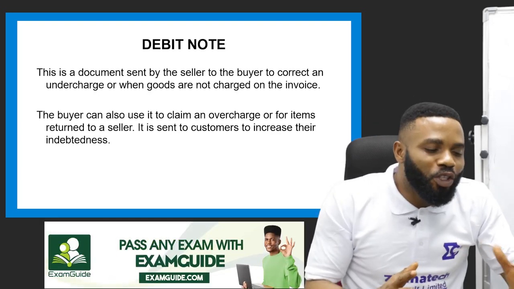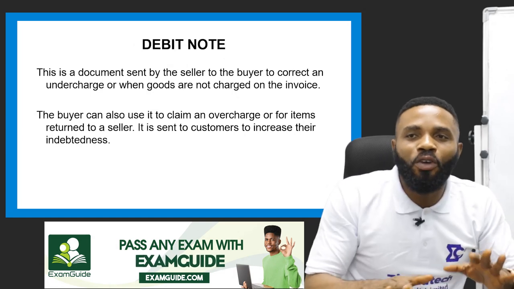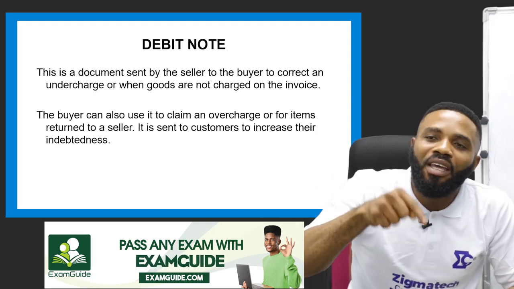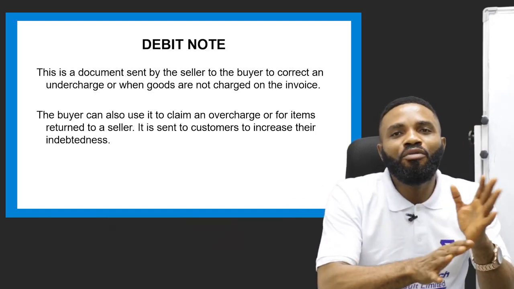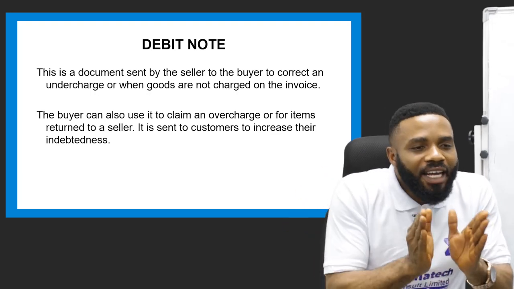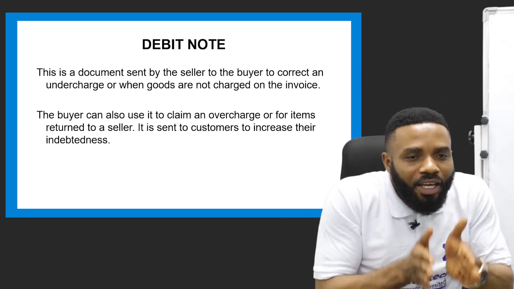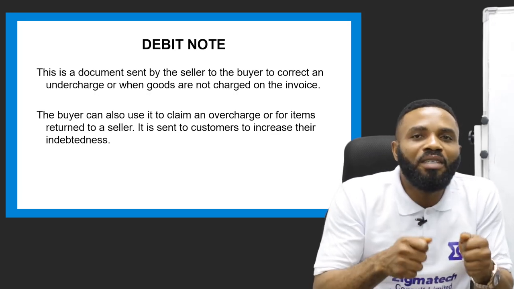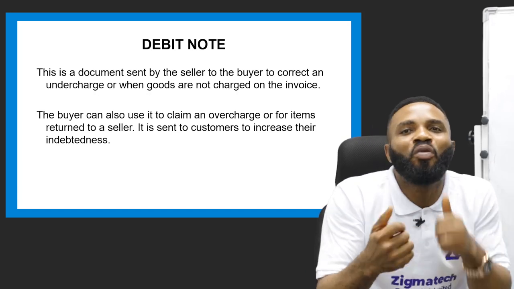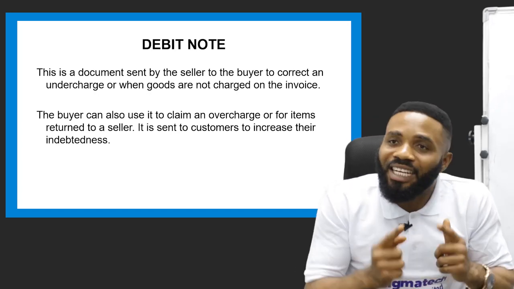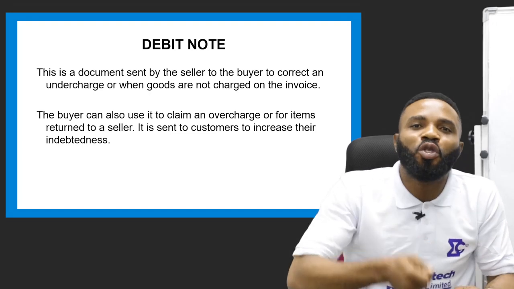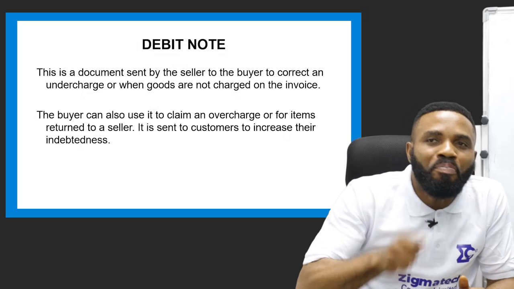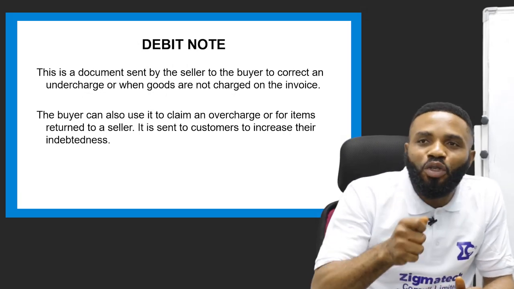You see, when he was doing the packaging of the goods, he mistakenly packaged an item that he didn't charge you for. So by the time you left the company and they were looking at the transaction that had transpired, they discovered that they actually gave this person goods but didn't collect money. That is an undercharge. So what they will quickly do is to send you a debit note, reminding you that you still have to pay them some money.